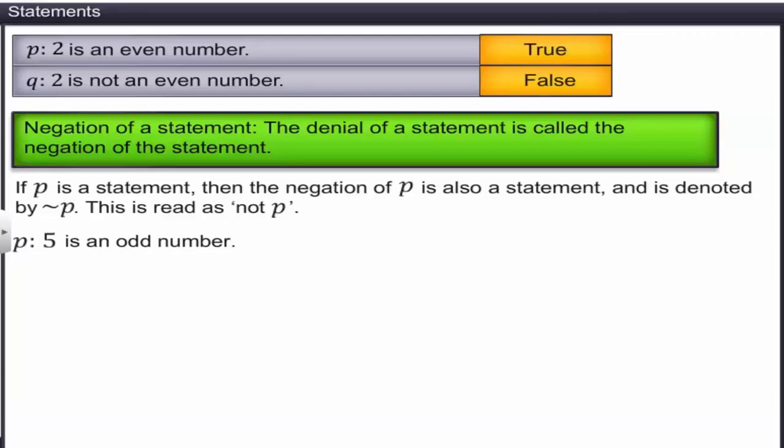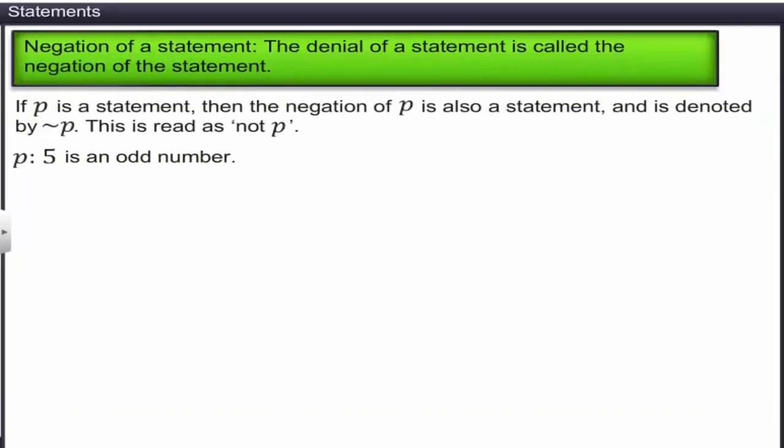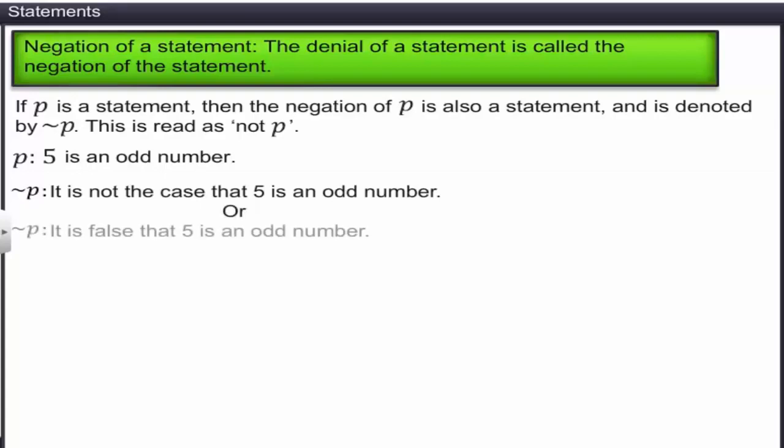The negation of P is either, "It is not the case that 5 is an odd number," or "It is false that 5 is an odd number." In other words, it can be written as 5 is not an odd number.